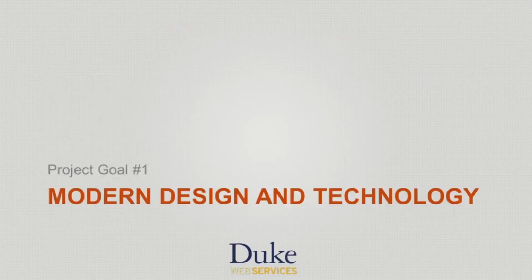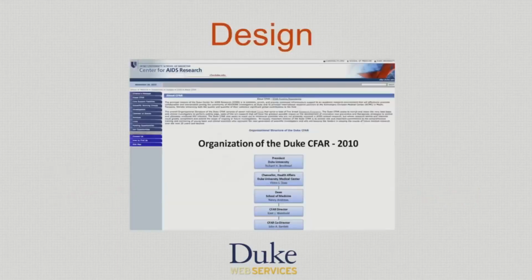So I'm just going to walk through the 3 main goals we had for this project and show you some of the things we've done on the website, things that you can use, and things that really help achieve these different goals. So our first goal was modern design and technology. This is what the old design looked like. This is just a random page from the old site. And you can see it's not that up to date.